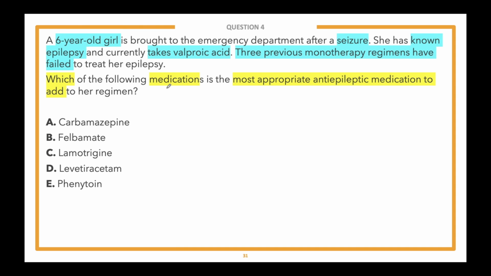And once again, we're going to start at the bottom and work our way up. Answer choice E, phenytoin. D, levetiracetam. C, lamotrigine. B, felbamate. And A, carbamazepine. So we're going to go ahead and open up that poll. Go ahead and select the one that you think is most appropriate to add. We'll talk about it in just a few seconds.